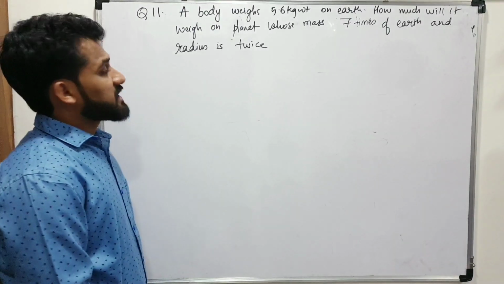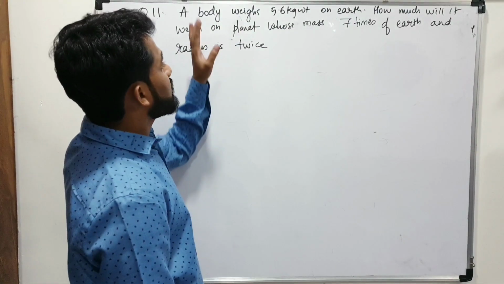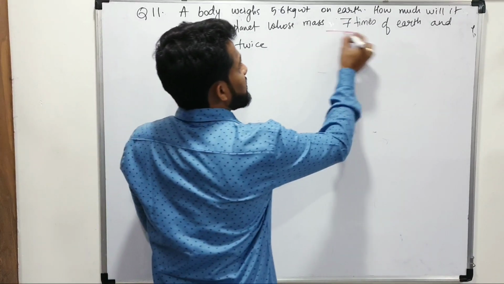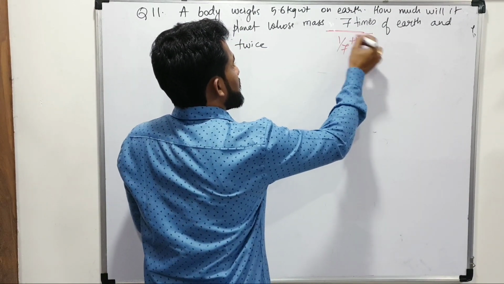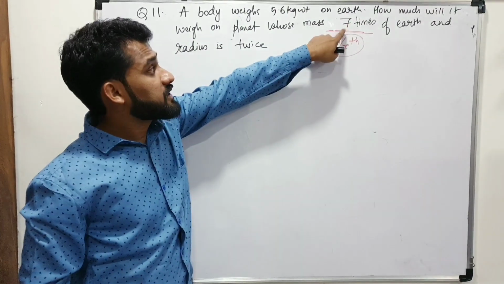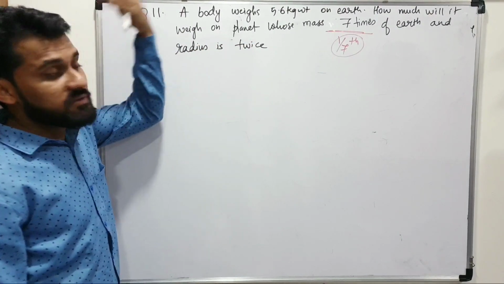So next question is question number 11. A body weighs 5.6 kg weight on Earth. How much will it weigh on a planet whose mass is 7 times that of Earth? Now I have made a small correction. In the textbook it is given 1/7, which is not correct to get the answer right. So actually there is a misprint. It should be 7 times the mass of Earth and radius is twice. What will be the weight on that planet?